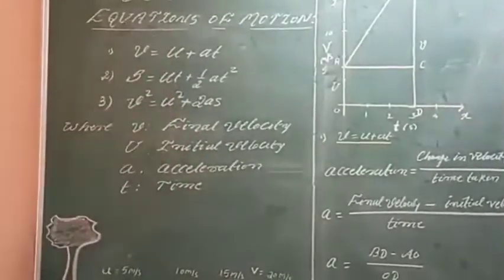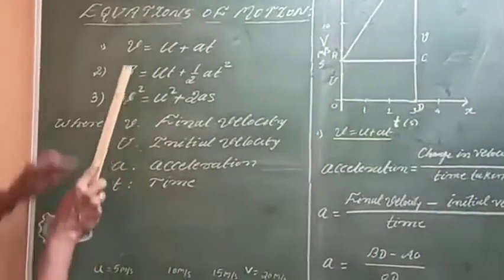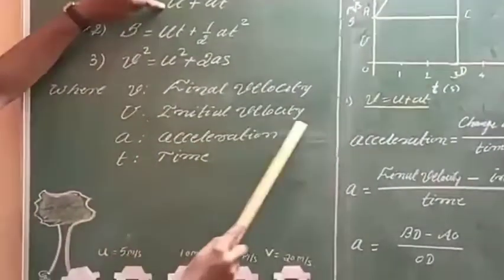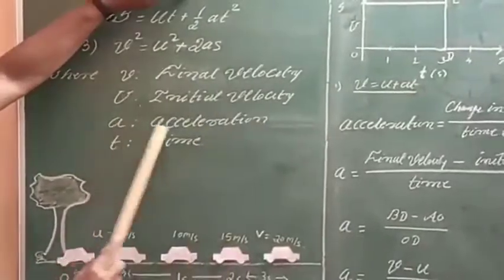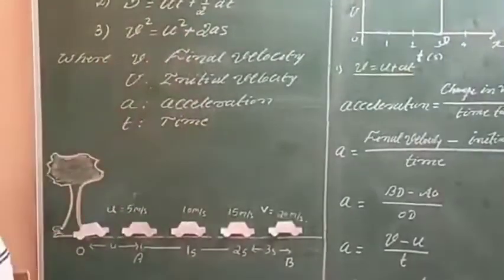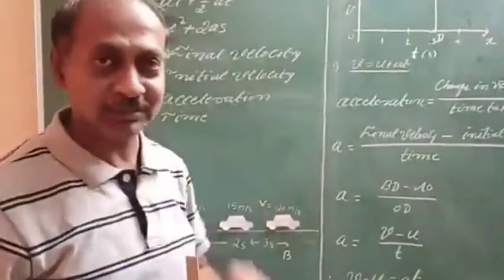What is the meaning of this? V is the final velocity, U is the initial velocity, A is acceleration, and T is time. So how do we derive this graphically?